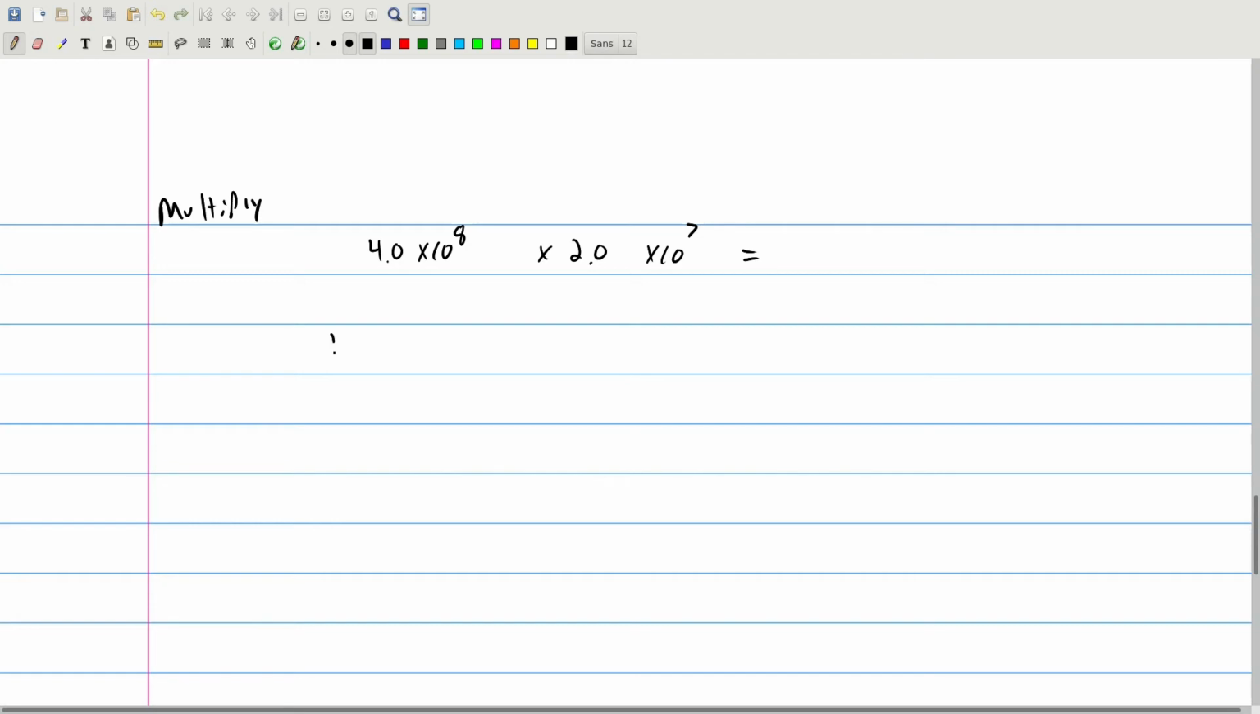The first thing we're going to do is multiply coefficients. So, this 4.0 here times this 2.0 there, 4 times 2 is 8. We're going to write times 10, so always the same base.